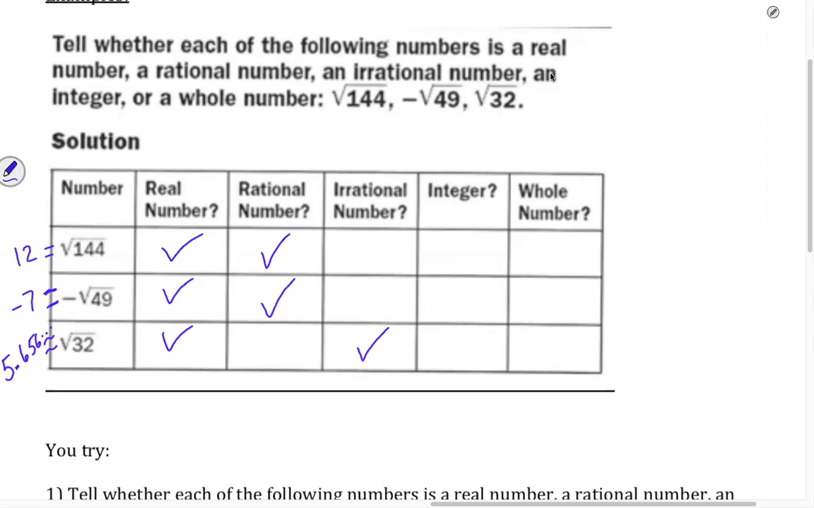Now, 12 is an integer, right? Because it's a positive number. It's a positive whole number. -7 is an integer. But 5.65 is not because there is a decimal there. Now, 12 is a whole number, and -7 is not because it's not positive.